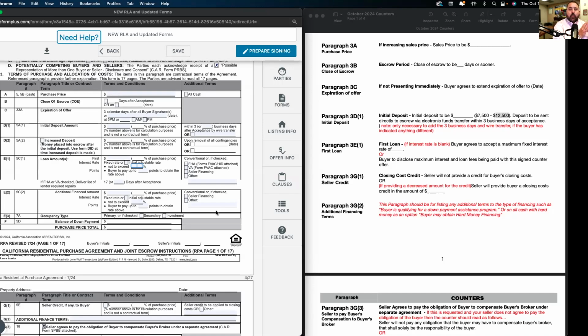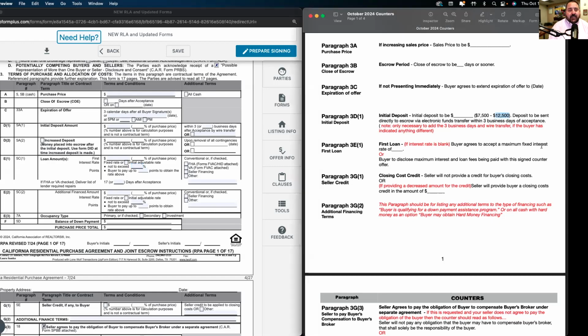So remember, whatever the rate is, add 0.25% or 0.5% max increase in that maximum interest rate to cover. Or you could go with, I don't want to dictate their terms. Okay, buyer discloses maximum interest rate and any loan fees being paid with this signed counteroffer. You could do that, right? Now they're going to have to counter you with what their maximum interest rate is. And if it doesn't make sense, then we could go back and do the other one.